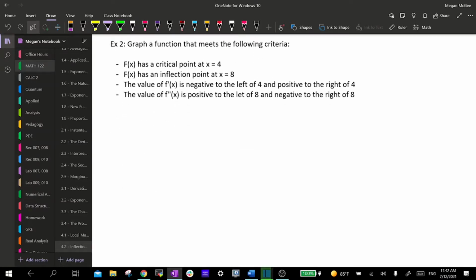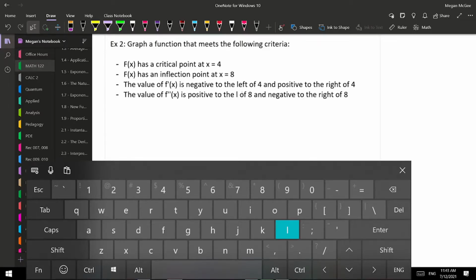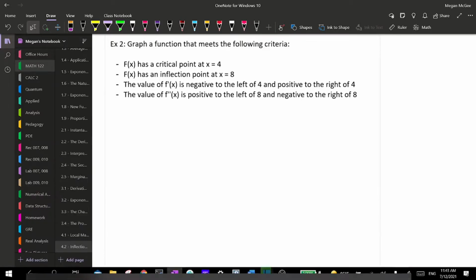So we have several points here. Don't worry about the capital F of x, it was just the way I typed it. It automatically capitalized it. So f of x has a critical point at x is equal to 4. It has an inflection point at x is equal to 8. The value of the first derivative is negative to the left of 4, but positive to the right of 4. And the value of the second derivative is positive to the left of 8, and negative to the right of 8.